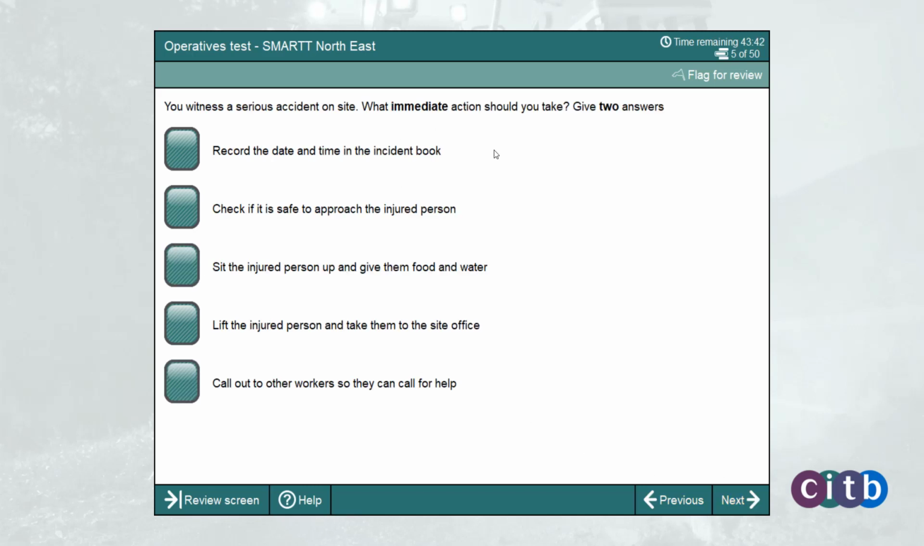You witness a serious accident on site. What immediate action should you take? Give 2 answers. Record the date and time in the incident book. Check if it is safe to approach the injured person. Sit the injured person up and give them food and water. Lift the injured person and take them to the site office. Call out to other workers so they can call for help.